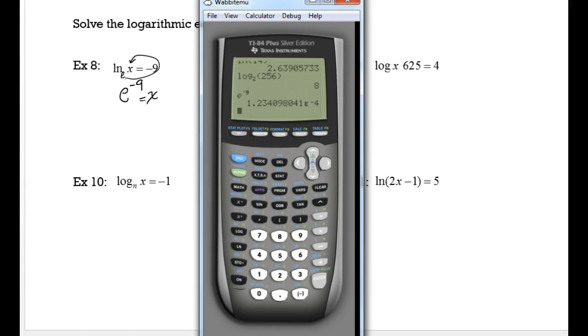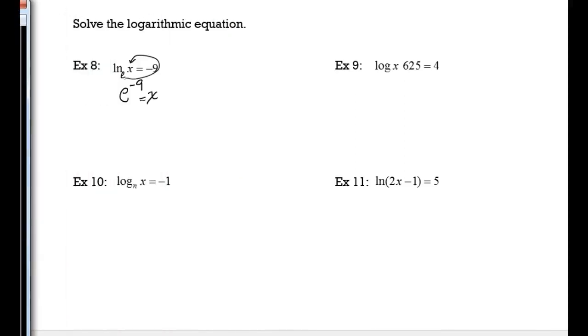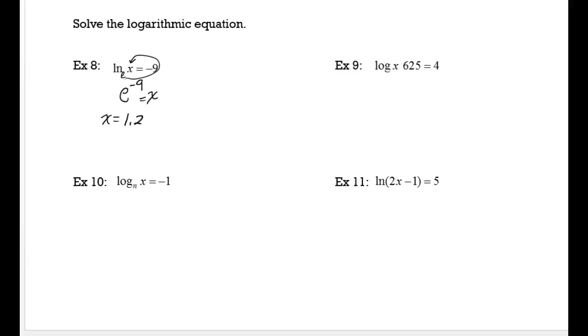Now, pay attention, because do you see the e to the negative 4 over here? So don't put your answer as 1.23 times e to the negative 4. You need to clarify that and write it out correctly. So although the calculator does say that x equals 1.234 times 10 to the negative 4, this is not the way you leave it. You put it as 0.00012. This is the acceptable answer, okay?